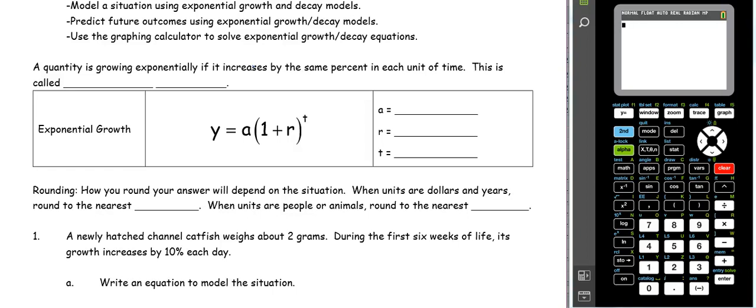This video is about modeling a situation using exponential growth and decay models, predicting future outcomes using exponential growth and decay models, and using a graphing calculator to solve exponential growth and decay models. So remember again that when a quantity is growing exponentially, it's increasing over the same period of time, and we call this exponential growth.